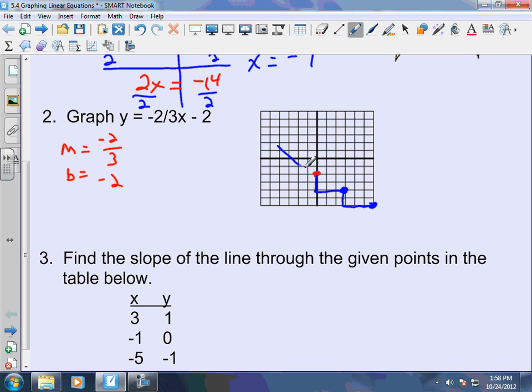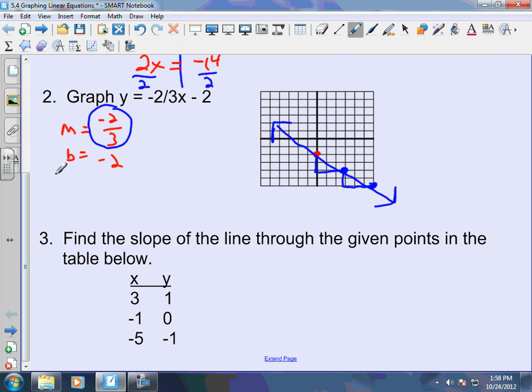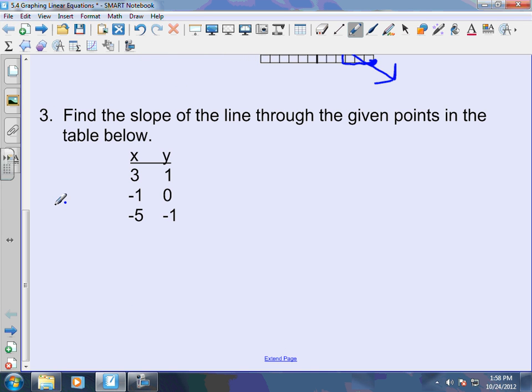Now, after I connect my dots, I ask myself, is that a negative slope or a positive? And myself said that's a negative slope. Then I look at this number. Is that negative or is that positive? Myself said that's negative. So negative slope, negative slope. I did my final check, so I should be fine.